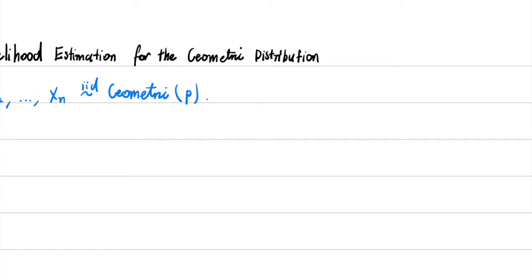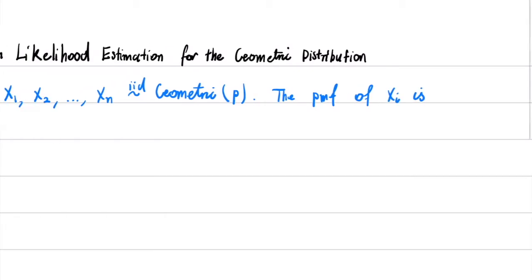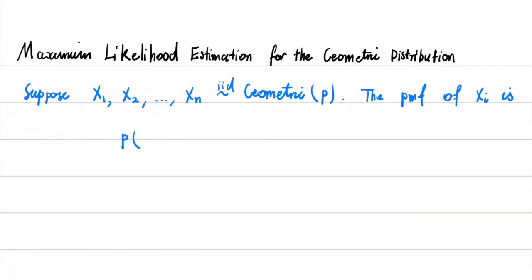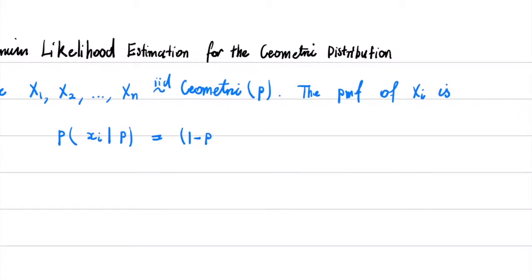So the probability mass function, I'll shorten that to the PMF, of xi is, well, we can write it as p of xi given the parameter p is equal to (1 minus p) to the power of xi times p, where xi is an element of 0, 1, 2, and so on. So in this case, I'm using the definition of the number of failures, xi, until the first success. In this case, I'm using that definition for the geometric distribution.